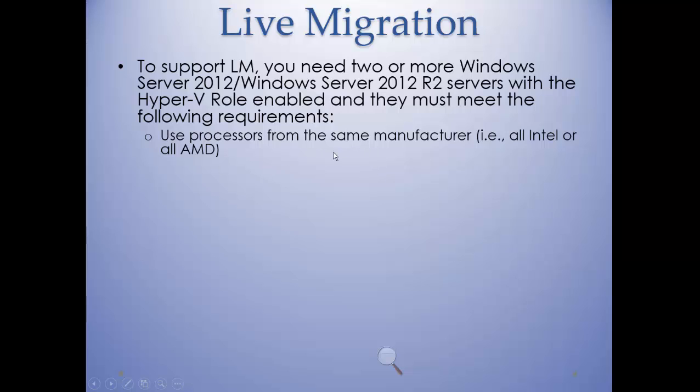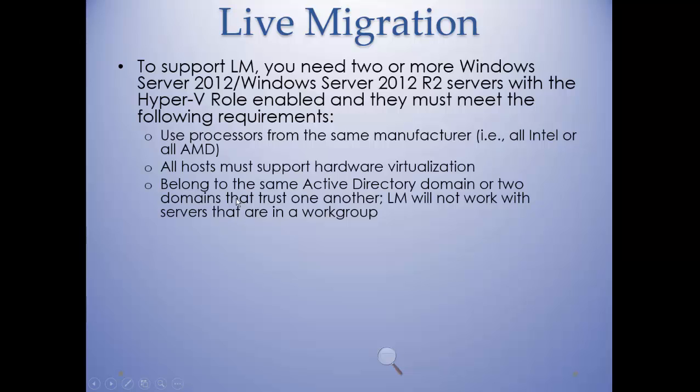So processor family is one thing. All hosts must support hardware virtualization, of course. The Intel VT option in the BIOS should be enabled, and they should support virtualization. They must belong to the same Active Directory domain or two domains that trust one another. We already talked about the domain trust. And Live Migration will not work with servers that are in a workgroup. So they should be inside a domain.